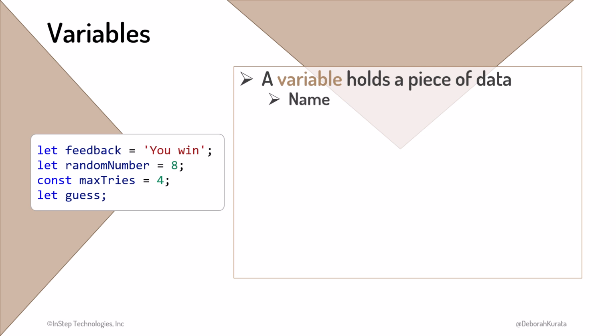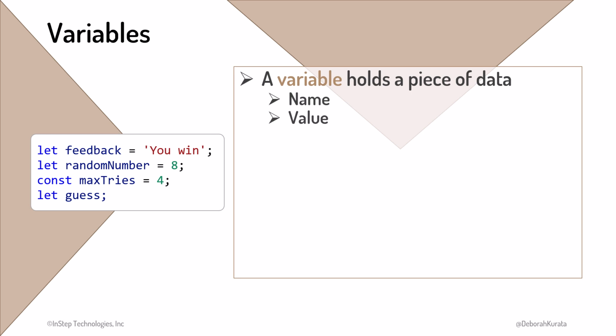Each variable has a name, such as feedback, so we can reference it. Be sure to give each variable a name that is meaningful and describes its content. If the variable has multiple words, like randomNumber or maxTries, use lowercase for the first word and capitalize the first letter of each additional word. That's called camel case because of the bump in the middle. Don't use spaces in JavaScript variable names, and consider avoiding underscores and dashes.